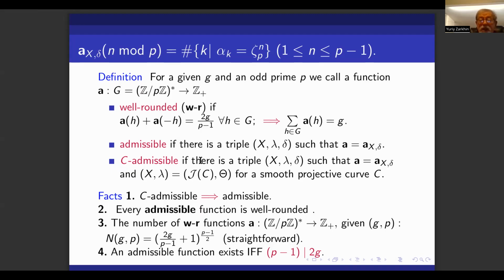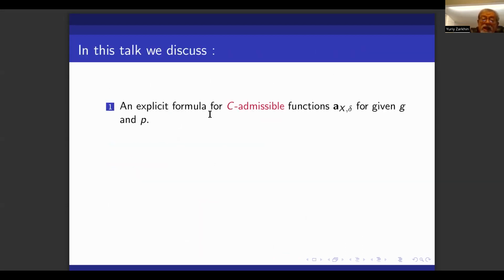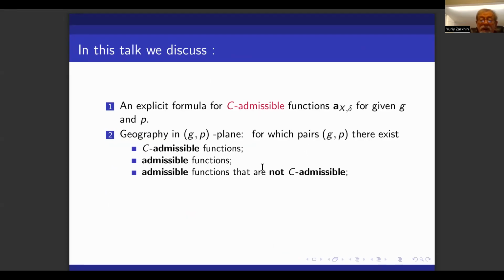So there are three classes of functions, and we are interested in finding out which well-rounded functions are C-admissible. In this talk, we discuss kind of an explicit formula for the C-admissible function A(X, delta) for given g and p, and the geography in the (g, p)-plane: for which pairs (g, p) there exist C-admissible functions, and admissible functions that are not C-admissible, with special reference to the case p equals 3.